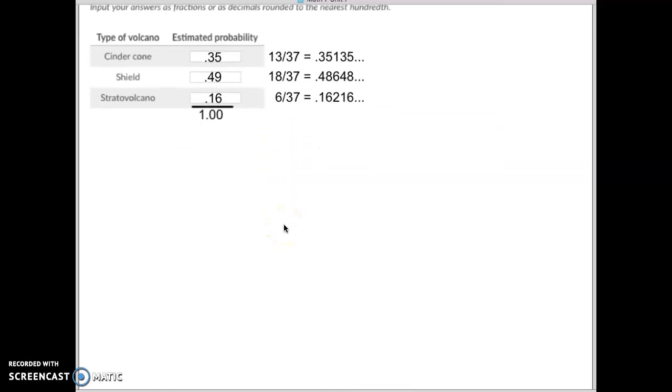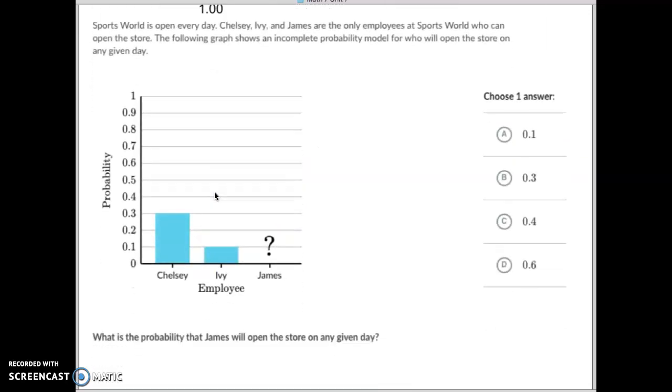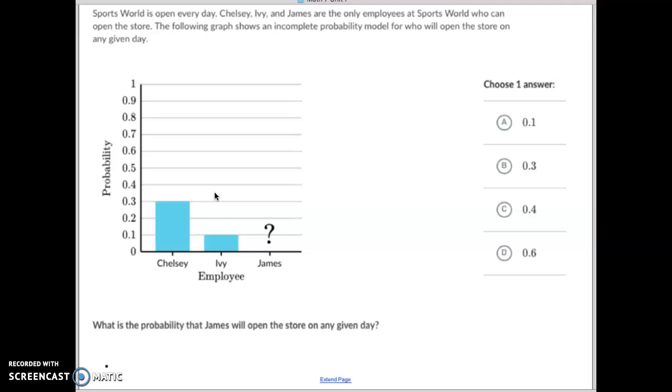All right, one more. Here we go. Sports World is open every day. Chelsea, Ivy, and James are the only employees at Sports World who can open the store. Down here, you'll notice that Chelsea opens the store 0.3 times, so I'm going to label that. Her probability of opening the store is 0.3. Ivy has opened at 0.1, so I'm going to label her as well as 0.1.